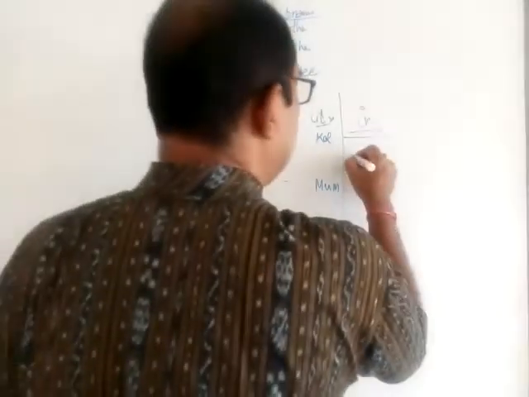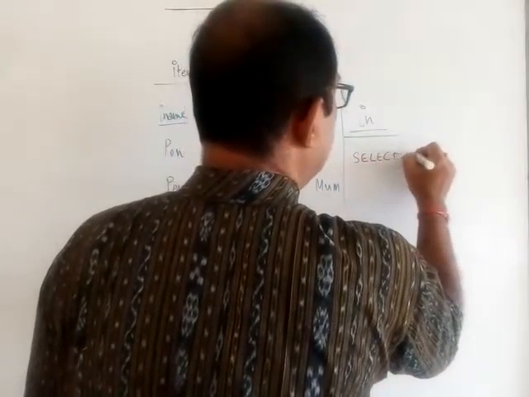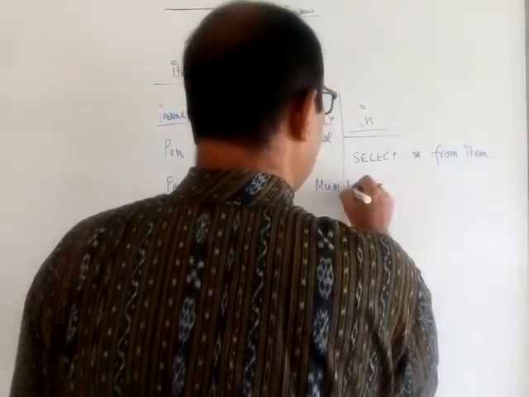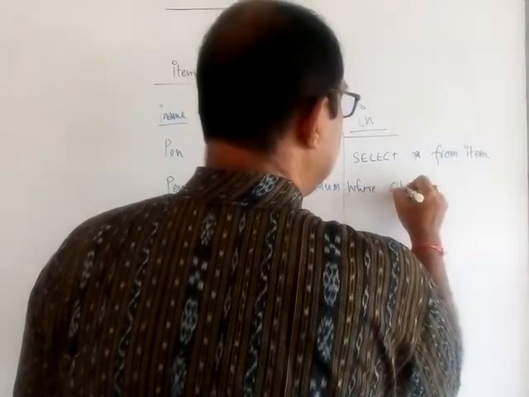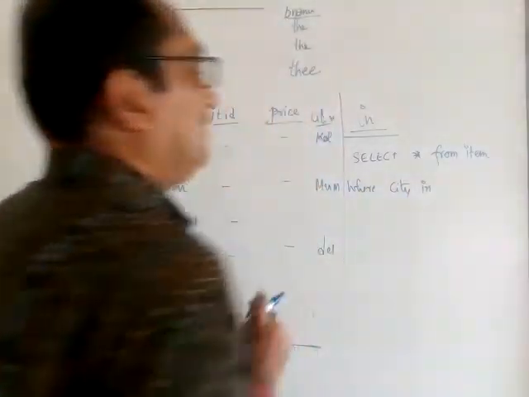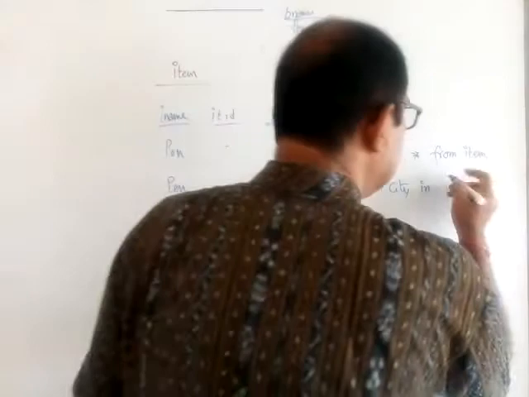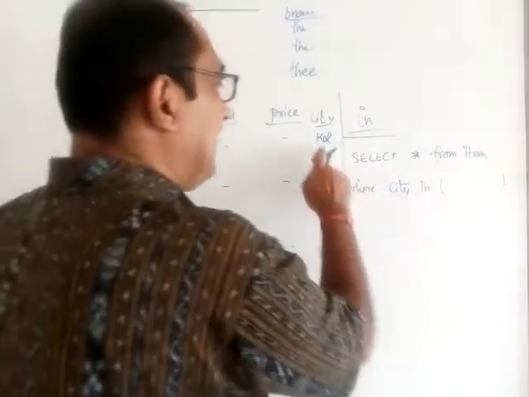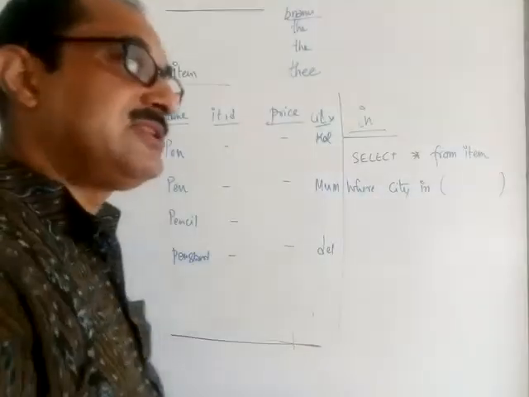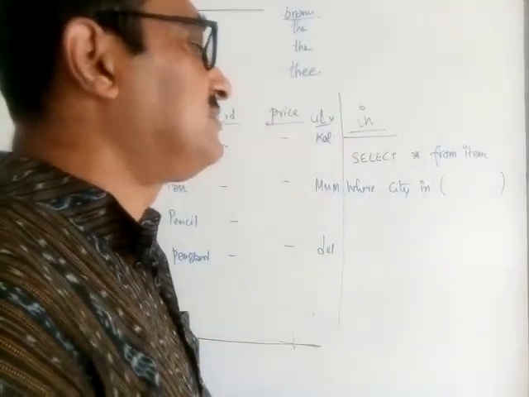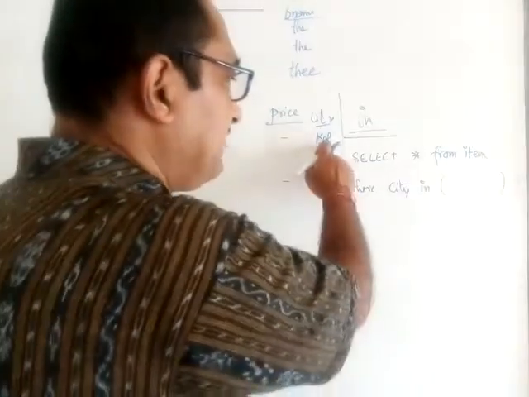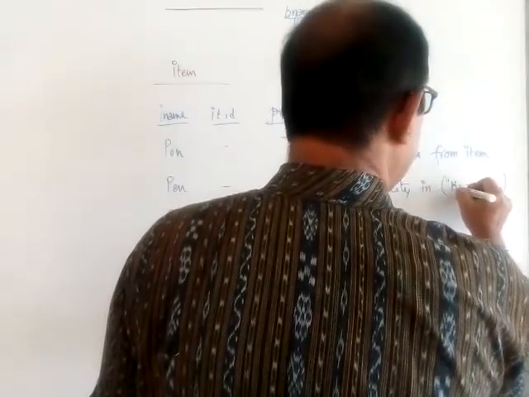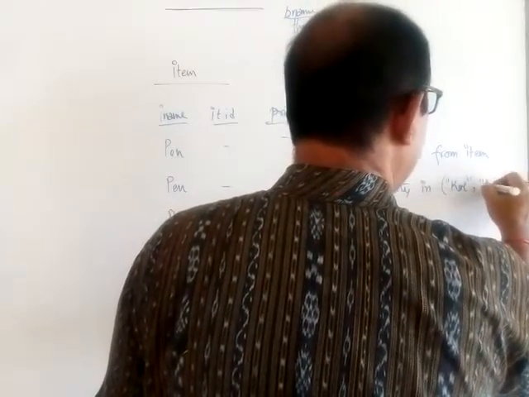In that case, we can write SELECT * FROM item WHERE city IN. City IN means city within this list. That list has to come within a pair of brackets. If the values are alphanumeric, I will use double quotes. If they are numeric values, there is no need for double quotes. Just write the values separated by commas. We will write Kolkata and Mumbai.